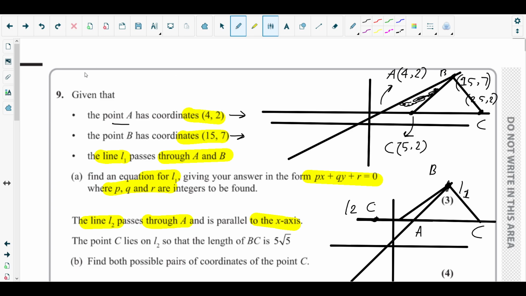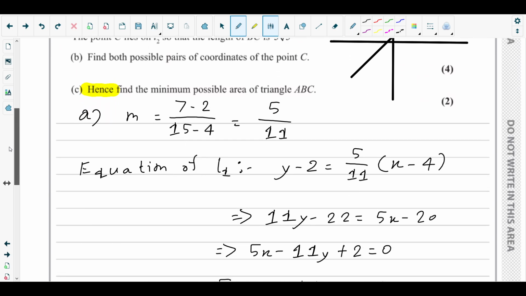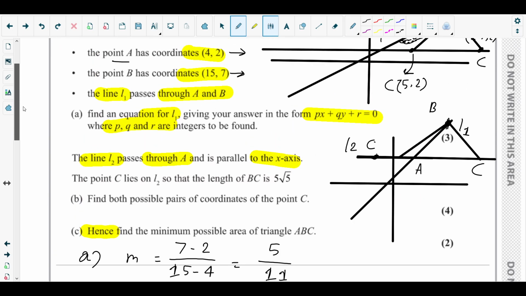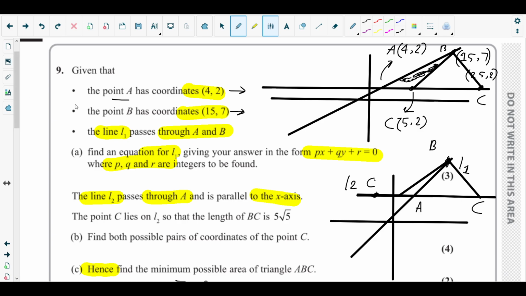So let's find out the area. We understood this is between A, that is (4, 2), C, that is (5, 2), and B, that is (15, 7). So we know the area of a triangle is half times base times height. That's an important thing. Most students get confused about how to find the area of the triangle since it's not right angled or symmetrical. But the area of a triangle is half times base times height, so you can use this formula.